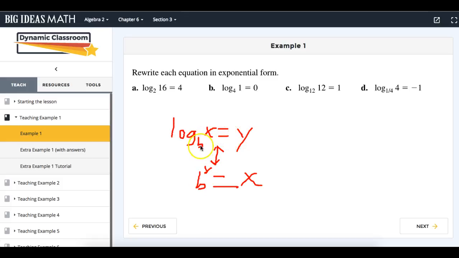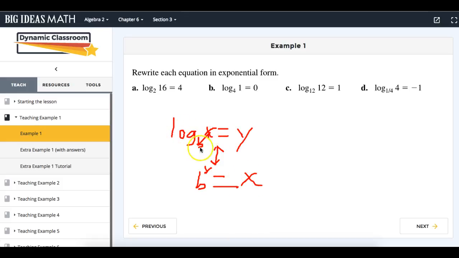So to rewrite a log form in exponential form, we keep our same base. So log base b of x equals y. That base stays the same. And then we just switch these two values. So our base stays the same, our y comes to the other side, and our x goes to the other side. So the log base b of x equals y is equivalent to b to the y power equals x.